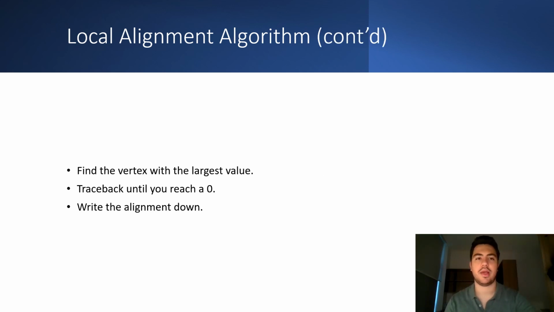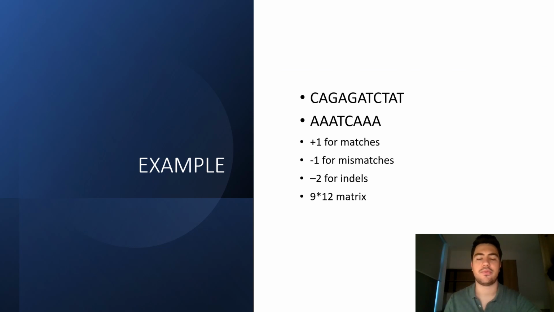After doing those, we will have a full scoring matrix. So we take the largest value on the matrix and trace back until we see a 0. While tracing back, we write each character on both sides of the matrix, which will give us the alignment. Let's go over an example to further clarify. You can see two sequences here of length 11 and 8. We will reward 1 for matches, penalize 1 and 2 for mismatches and indels respectively. Since our lengths are 8 and 11, our matrix will be 9 by 12.